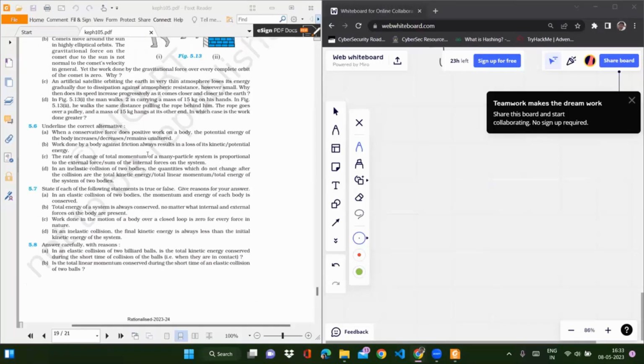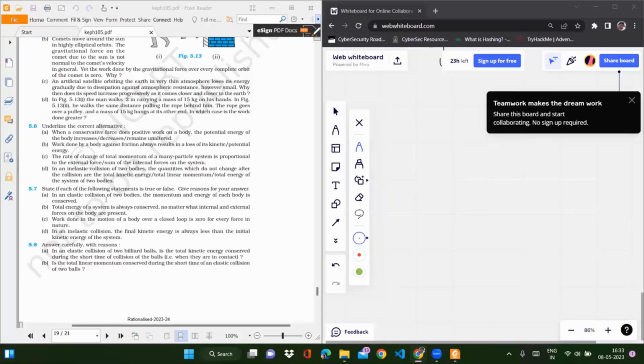Now the next question is 5.7, which states: state if each of the following statements is true or false. Give reasons for your answer. So we have to state if it is true or false and give reasons for that. The first statement is: in an elastic collision of two bodies, the momentum and energy of each body is conserved. So this statement is definitely false.